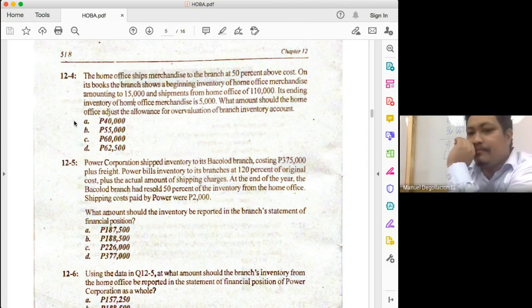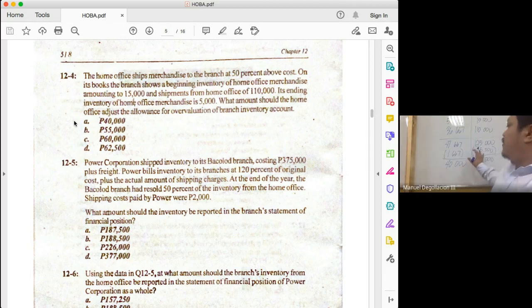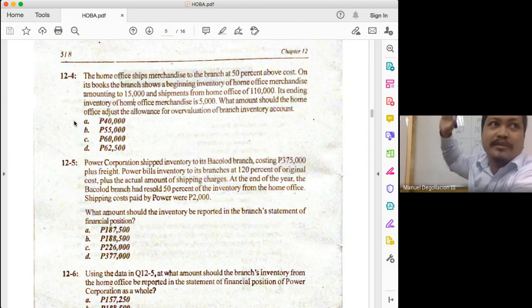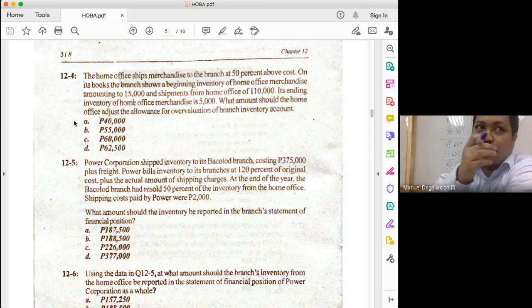Okay, now, which of the two methods do I prefer? You solve for the cost of goods sold and work from that, or you use the markup on beginning plus markup on shipments minus markup on ending to arrive at the markup on your cost of goods sold? I prefer the second, class. Why? Because that would work even if the markup rates for the previous year and the current year are not the same. The first method we've discussed earlier will not work if the markup rates for the current year and the previous year are not the same.